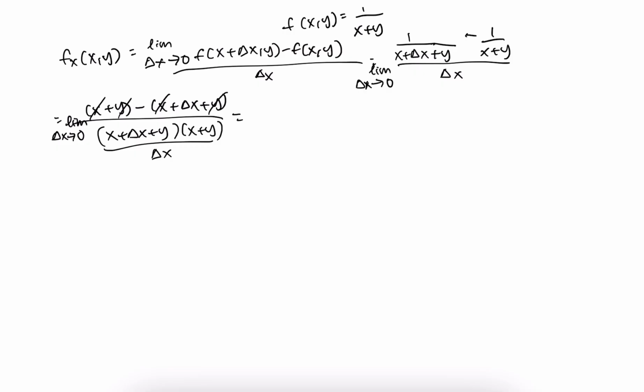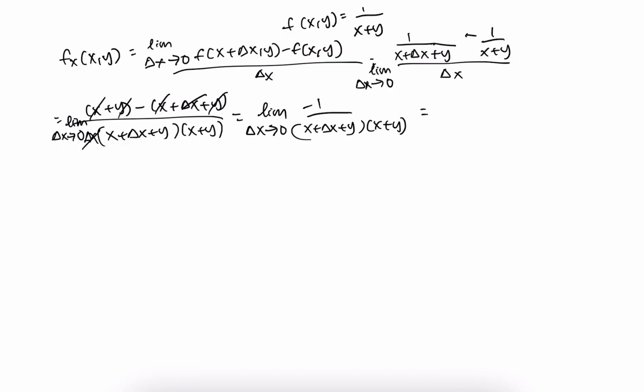But because we're dividing a fraction by a fraction, we're basically multiplying by the reciprocal of delta x, and hence it's basically just in the denominator. And we can actually cancel it out, so we're left with a negative 1. So the limit as delta x approaches 0 of negative 1 over x plus delta x plus y times x plus y.